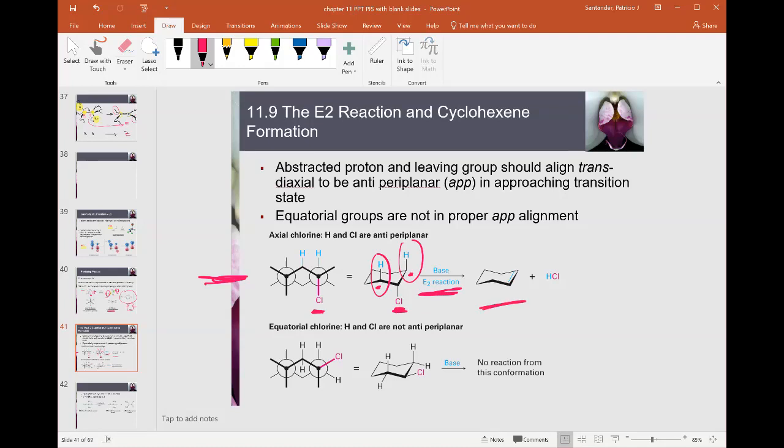But how about if I have another conformation like this, where the chlorine is in an equatorial position? In an equatorial position, that is bad, right? Because the only group that is antiperiplanar to the chlorine is that carbon-carbon bond. I don't have any hydrogen atom. So E2 elimination will not take place when the chlorine is in an equatorial position. So I will give you a few more examples in the next mini video.